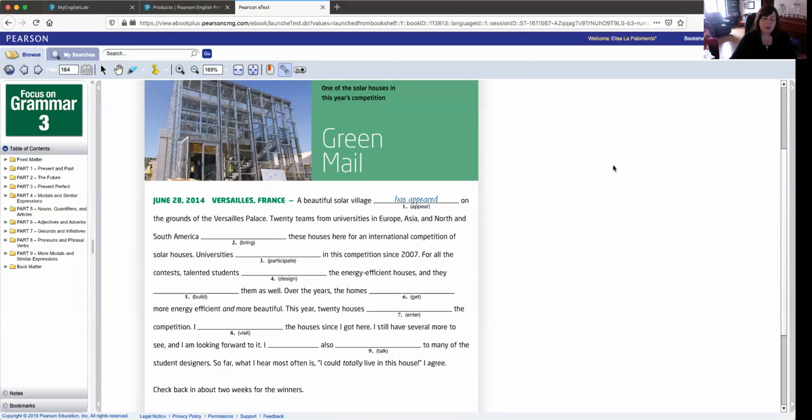They used present perfect tense here. Okay, you can't say has been appearing.